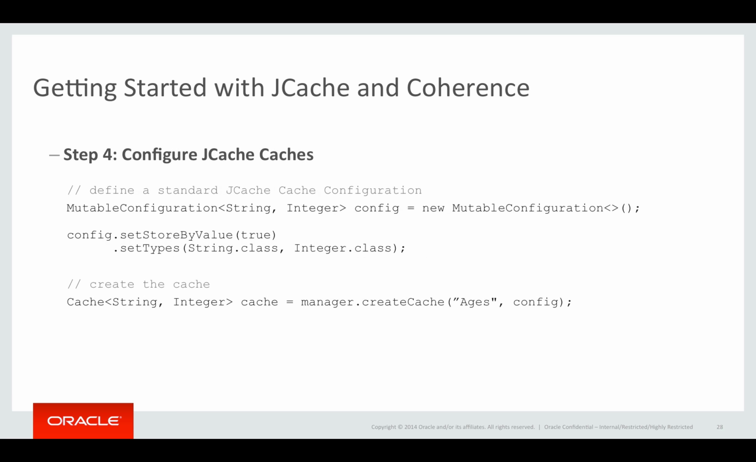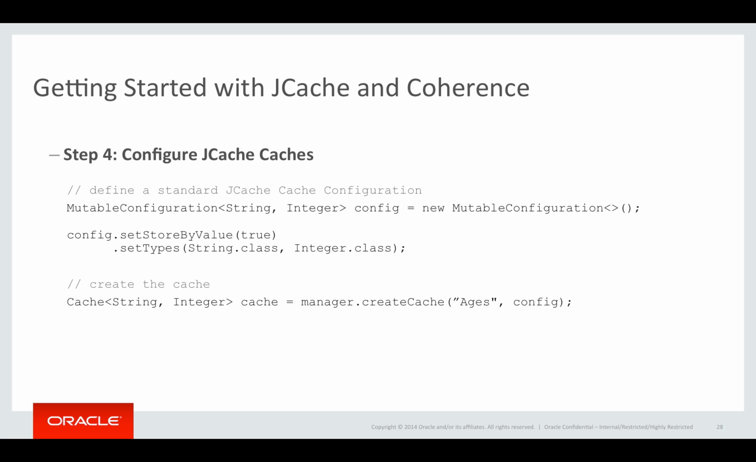Step 4 is configuring JCache caches. If you're used to Coherence, most of the time configuration is done through the cache config file. In JCache, caches can actually be created programmatically. In this case, we're using the standard JCache mutable configuration that comes out of the box. We're going to configure a cache which has string keys and integer values, and we're saying that the configuration of this cache will be stored by value. You could obviously say store by value is false, meaning store by reference, and we can specify the types.